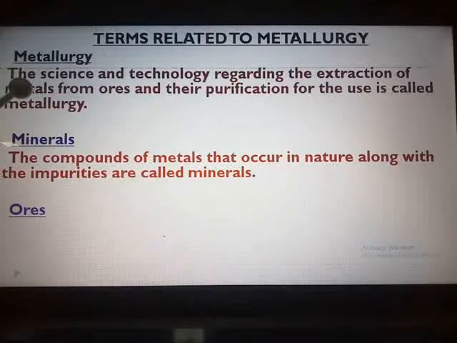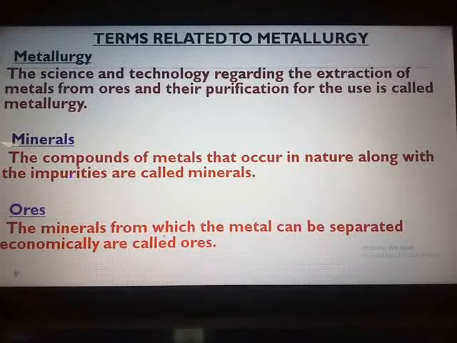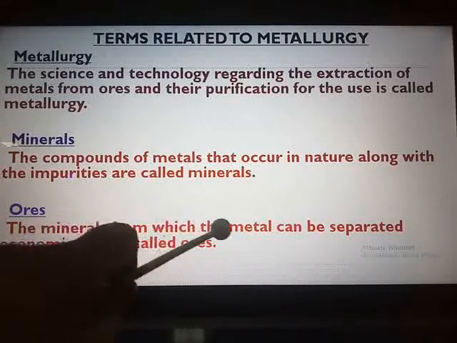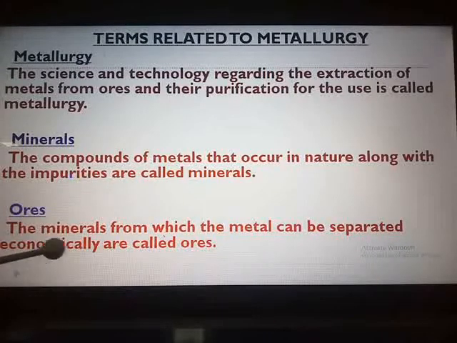Here you have seen extraction of metals from ores. What do you mean by this term ores? The minerals from which the metal can be separated economically are called ores. This is the term which you have heard about right from the lower standards.